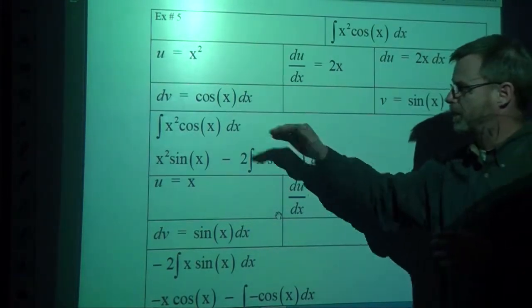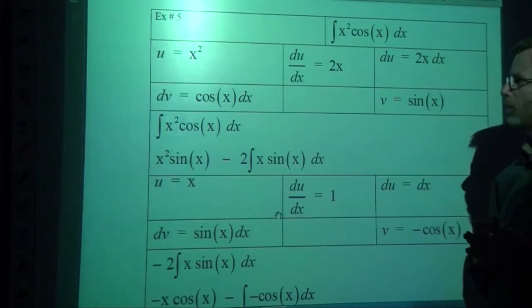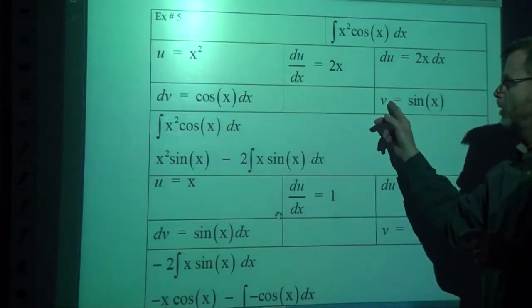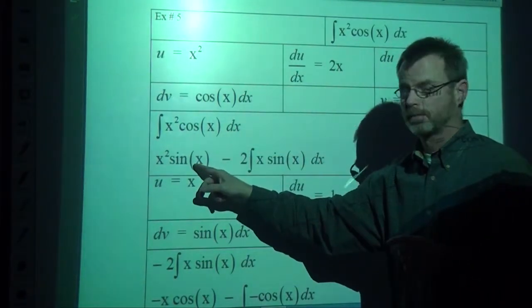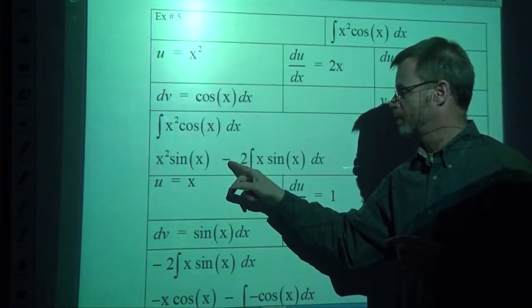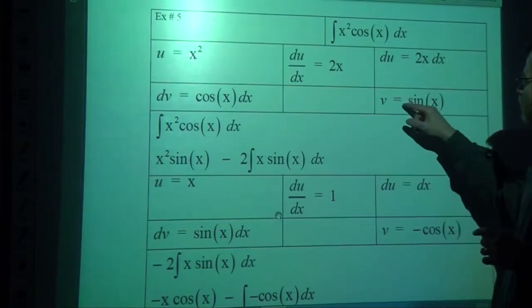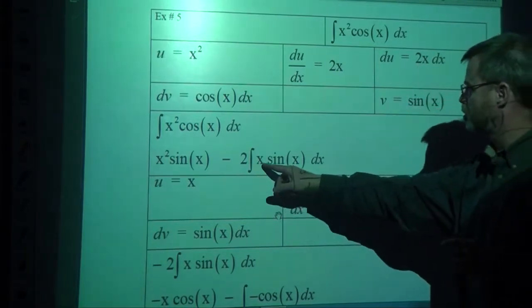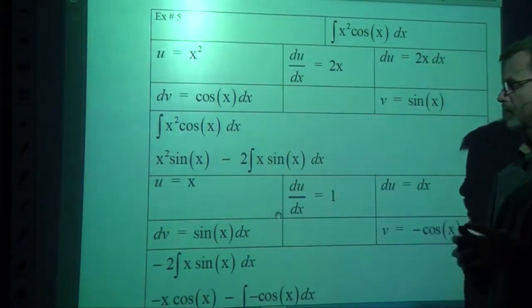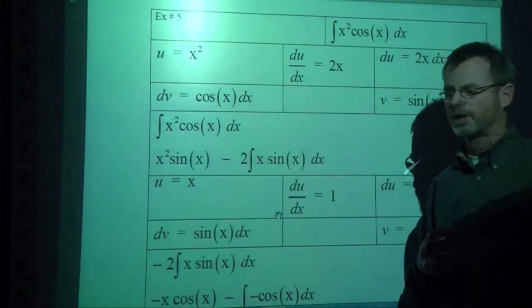So here's the question, and how do we expand that? We're getting uv, which is x squared sine x, subtract the integral of v du, which is 2x sine x dx. We just put the 2 outside up front of the integral.